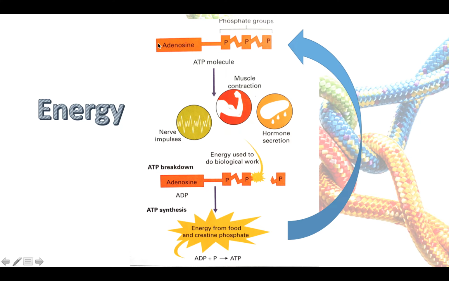So you can see here, again, the adenosine plus your three phosphates, which is essential for muscle contraction, nerve impulses, hormone secretion, everything that happens within your body. And when we break that down, we're able to utilize it around the body, and then we have to resynthesize that last phosphate group in order to create ATP again. And then we go back to the top where we have our adenosine triphosphate, and we can reproduce those actions again.